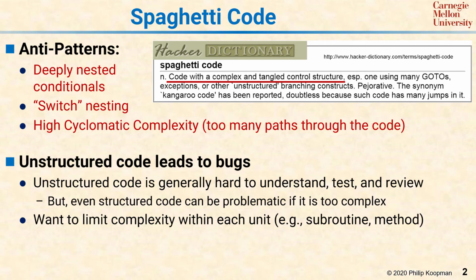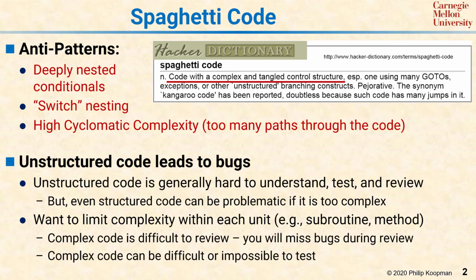You may have seen at some point a subroutine that is 1,000 lines long or more with hundreds of if statements. That's usually spaghetti code. The question is, how complex is too complex, and how do you know when your code changes from good code to spaghetti code? The motivation for limiting complexity is twofold.